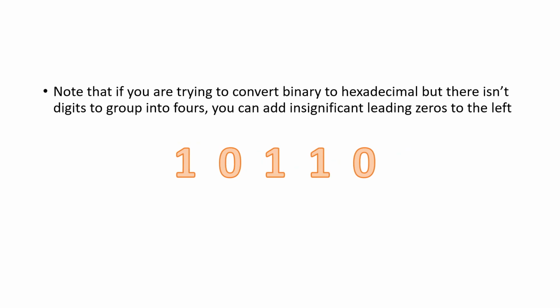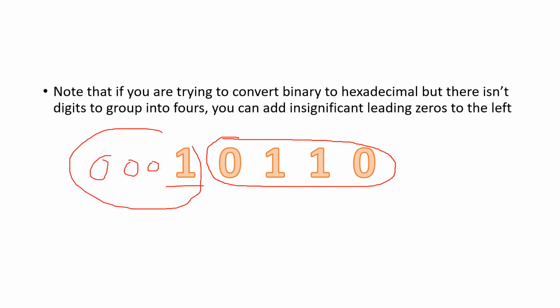So something to note here is that if you're trying to convert a binary number that doesn't have enough zeros, what you can do is you can add insignificant leading zeros to the left. Let me explain what I mean by that. Okay? Take, for example, our binary number 10110. Okay, I have to split these up into groups of 4. So that's going to be our first hexadecimal digit. Now there's this lone 1. Okay, that's in the ones place. And if it helps you, you could add insignificant zeros, leading zeros to the left of that number.